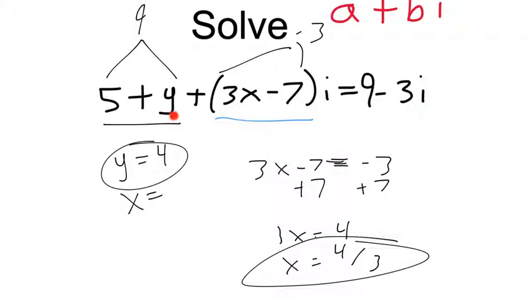And if you plug in 4 for y, you get 5 plus 4 makes 9. So 9 minus our 3i. Now we have an equation that's solved.